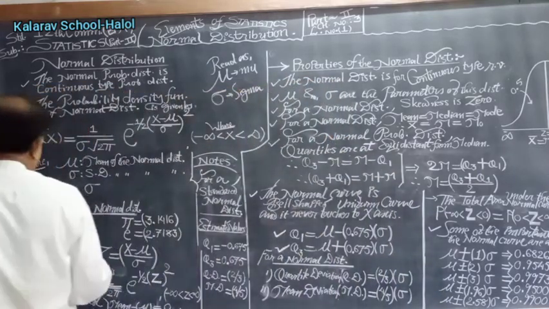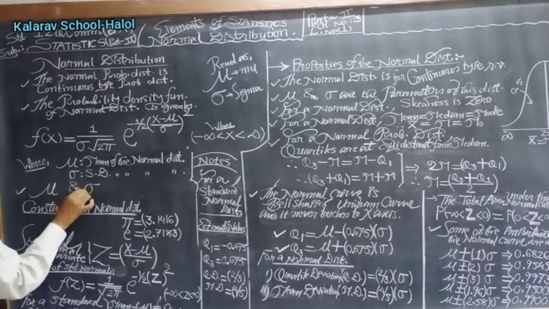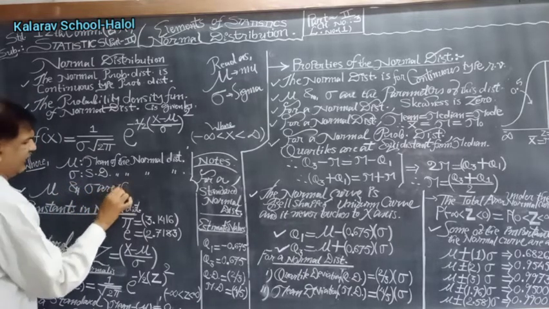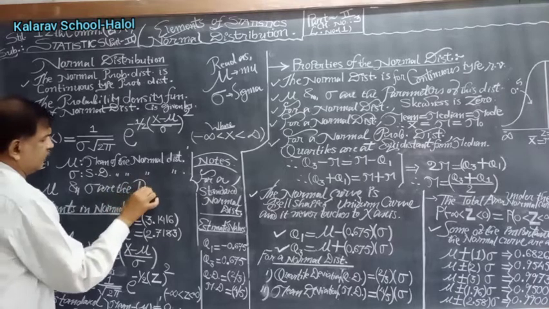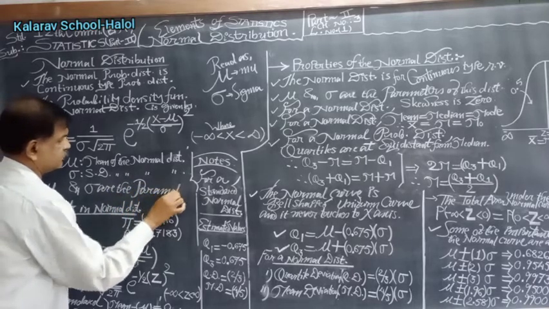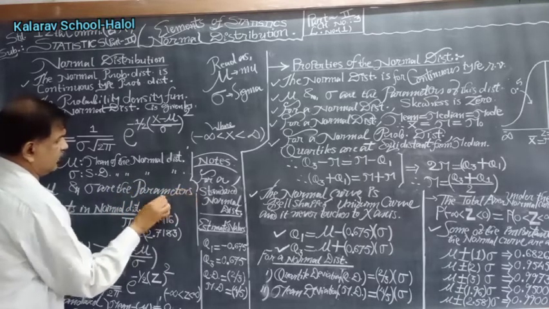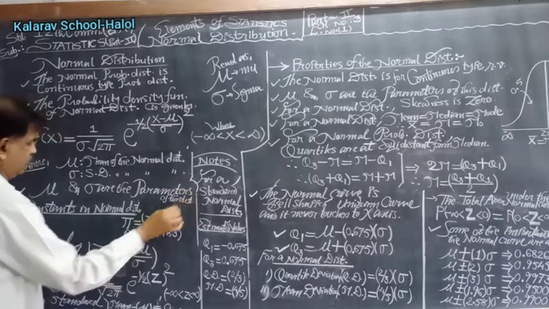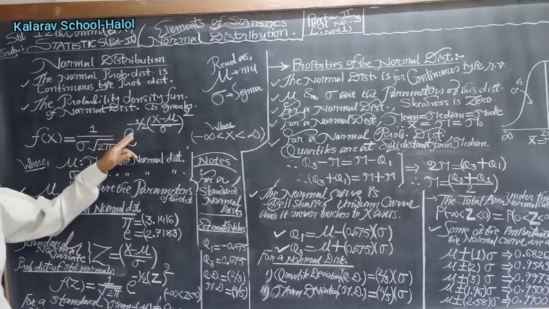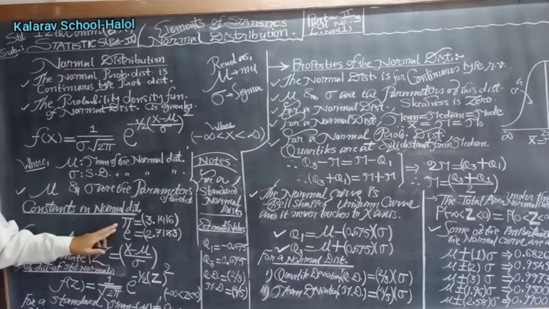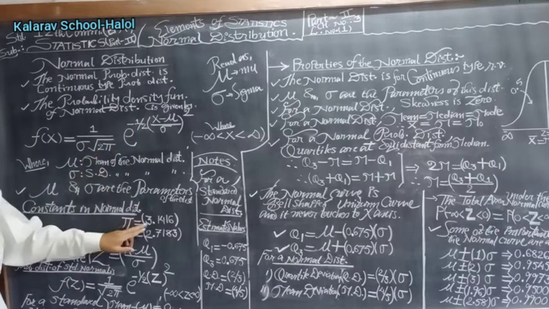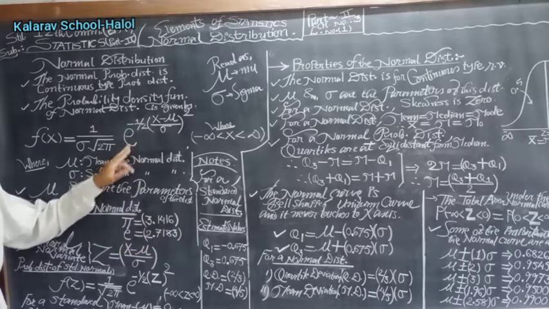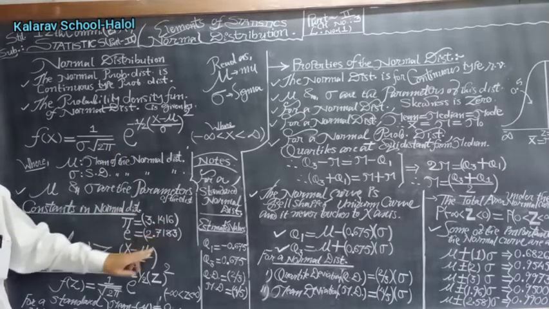Mu and sigma are the parameters of the distribution. The constants which we use in normal distribution are pi equal to 3.1416 and e equal to 2.7183.